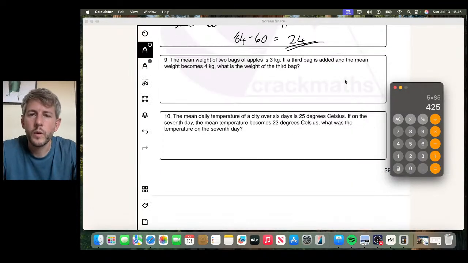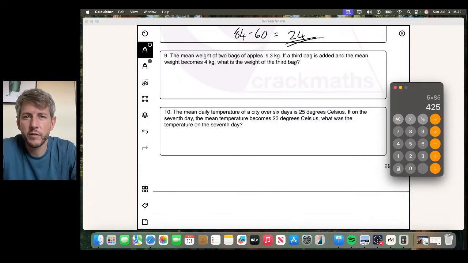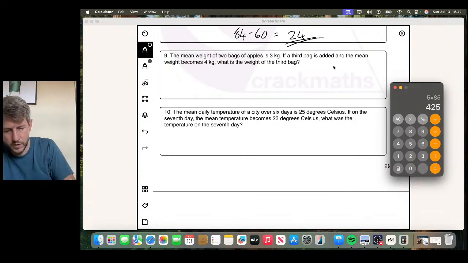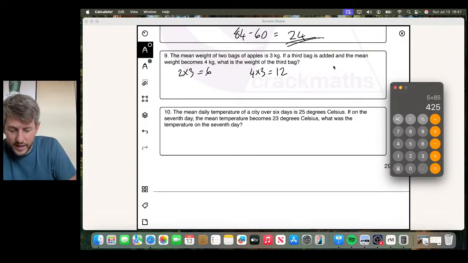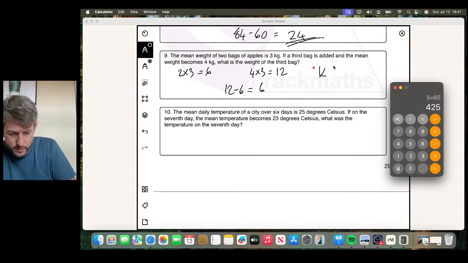Okay, question 9. The mean weight of 2 bags of apples is 3 kilograms. If a third bag is added and the mean weight becomes 4 kilograms, what is the weight of the third bag? Okie dokie, so 2 times 3 is 6, so that's the total weight of the first 2 bags. 4 times 3 equals 12, so that's the weight of the 3 bags. 12 take away 6 equals 6, so 6 kg.